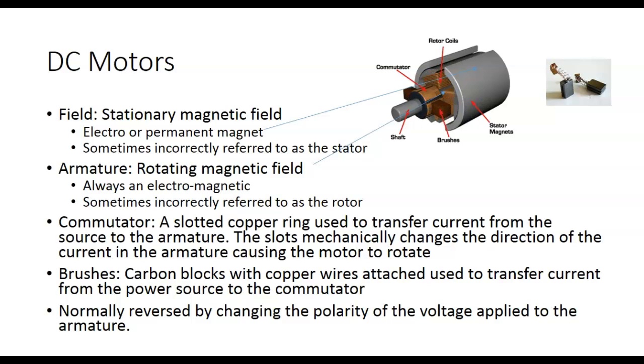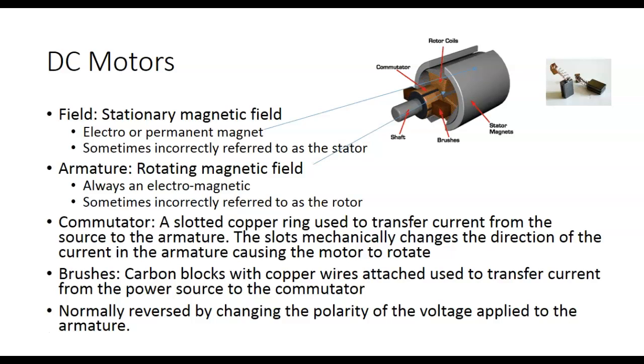Commutator: a slotted copper ring used to transfer current from the source to the armature. The slots mechanically change the direction of current in the armature, causing the motor to rotate. Brushes: these are carbon blocks with copper wires attached, used to transfer the current from the power source to the commutator.